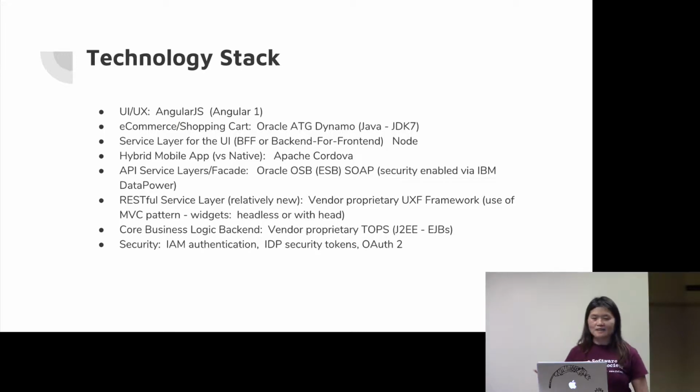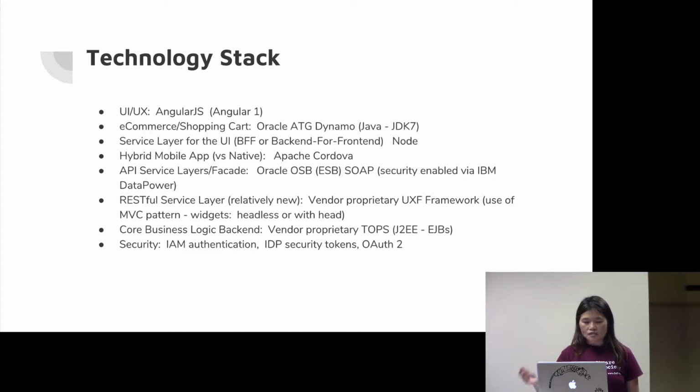The technology stack: the UI UX layer uses an old AngularJS, Angular 1. And then it's the My Account, inside which there's a lot of e-commerce shopping functionality. Essentially, it's just making money for the company. That makes use of an Oracle ATG Dynamo. If you have worked with that, it's an old e-commerce engine owned by Oracle. It's Java JDK 7. We also make use of a service layer on the UI, a backend for front end, and we use Node to do that. And then the hybrid mobile app is enabled through the use of Apache Cordova.